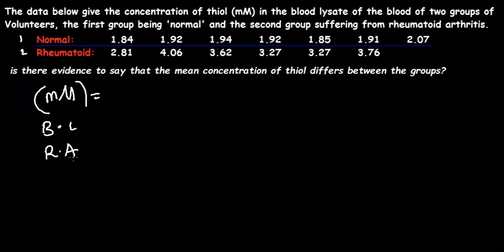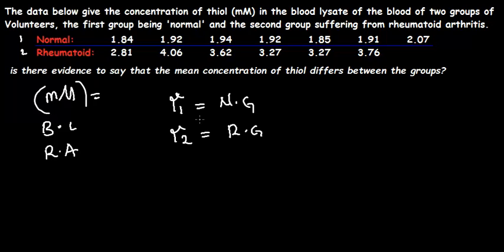Okay, back to business. How can we solve this problem? First I need you to understand that in order to determine if there is evidence to say that the mean concentration of the thiol differs between these two groups, we can perform a hypothesis test. Let's define group 1 to be normal, group 2 to be abnormal, those people affected with rheumatoid arthritis. In this case, let's say mu1 is the population mean concentration of the thiol of the normal group, and here we're going to have mu2, that is for the rheumatoid group. We will use the t-test to compare mu1 and mu2.